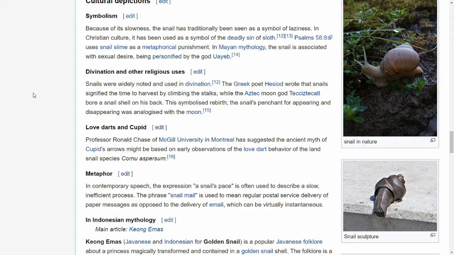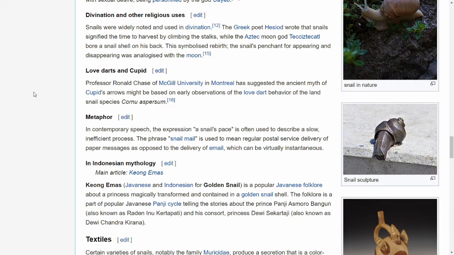analogized with the moon. I don't know how to say that. I know what they mean, but I don't know how to say that word.